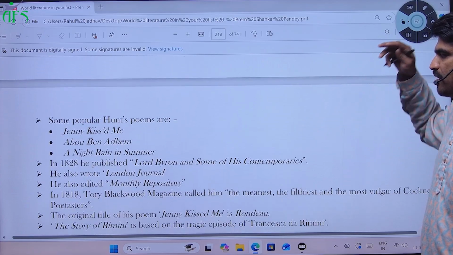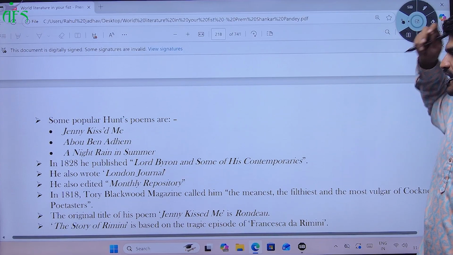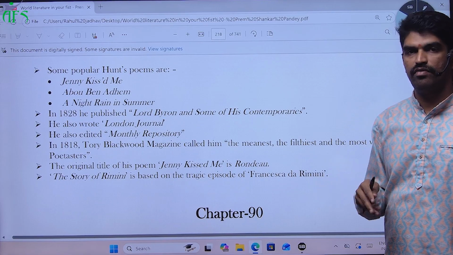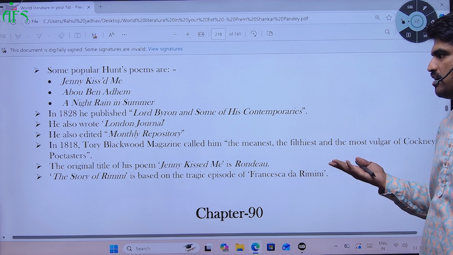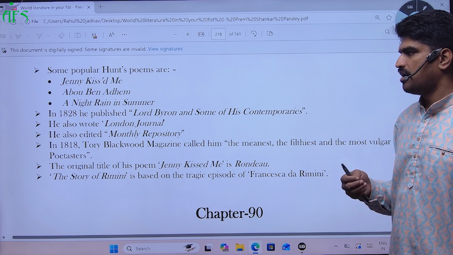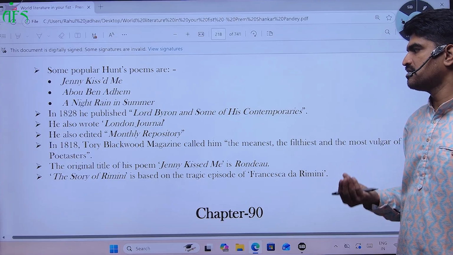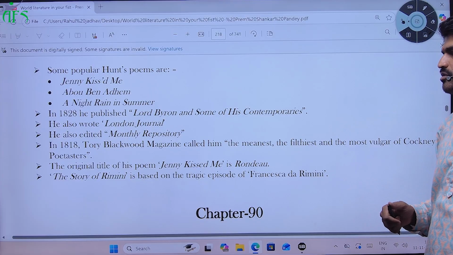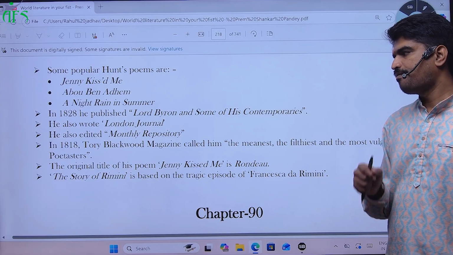Some popular poems of Hunt are Jenny Kissed Me, Abou Ben Adhem, again a very popular poem that has been read by many, and A Night Rain in Summer. Now in 1828, he published Lord Byron and Some of His Contemporaries. He also wrote the London Journal. He also edited the Monthly Repository.